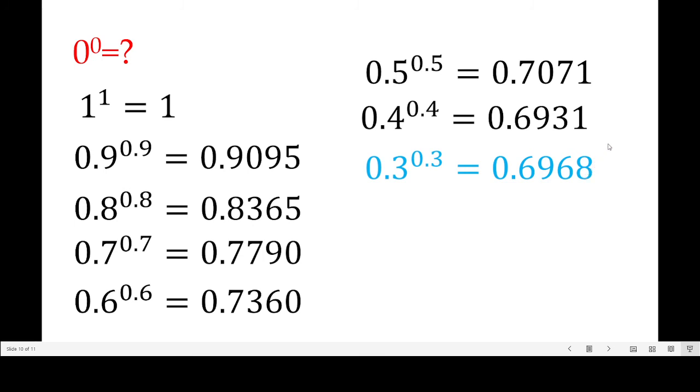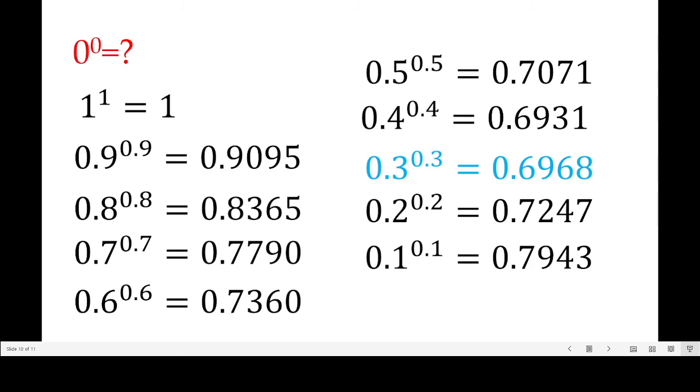So what happened here? Let's continue to see the pattern and the trend. 0.2 to the power 0.2 is equal to 0.7247. Wow, it's increasing as well. Let's continue. 0.1 to the power 0.1 equals 0.7943.